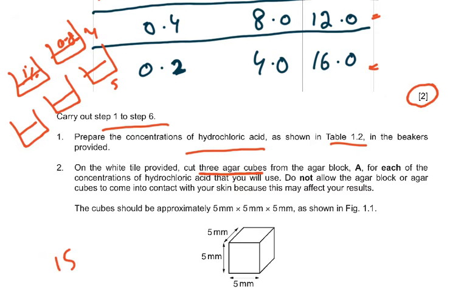So you're now going to cut 15. Why do you have to cut 15? Because you've got to put 3 in each: 3 cubes in this, 3 in this, 3 in this, and 3 in this. So you'll have to cut 15 cubes, and the size has to be 5 by 5 by 5 millimeters.